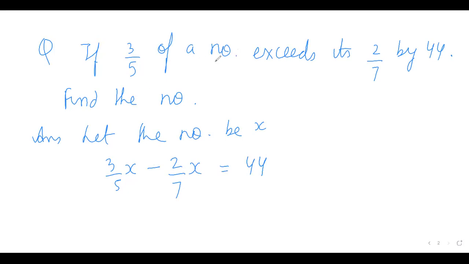3/5 of a number. So 3/5 of the number is 3x upon 5. Exceeds means it is bigger than its 2 upon 7 by 44. So if I subtract this 2 upon 7, I should get 44. Excellent, Riti.